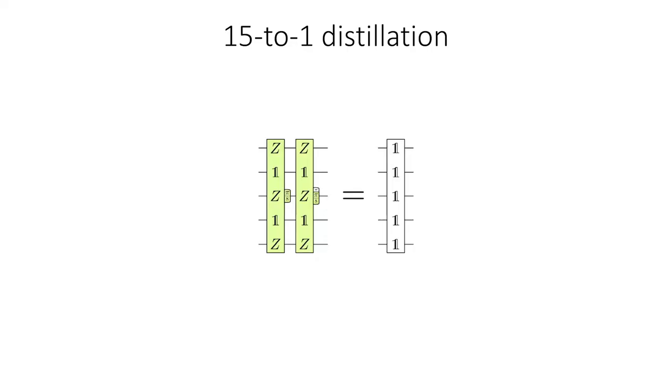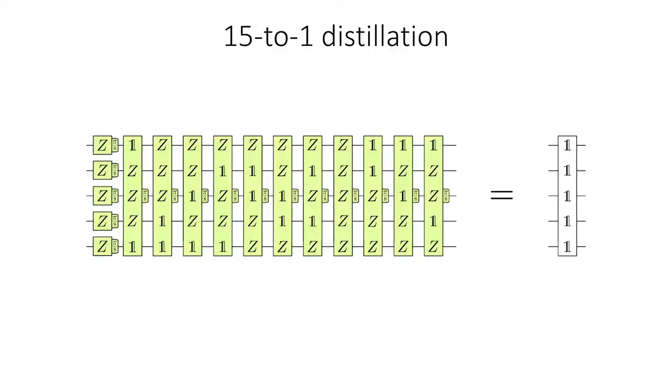So the way I think about distillation nowadays is the following. If you express your circuits in terms of sequences of pi over 8 rotations, there are certain sequences that are equivalent to the identity, to doing nothing. Some of these sequences are trivial, for instance, this one where you have some pi over 8 rotation followed by an identical minus pi over 8 rotation. But other sequences are non-trivial, like this one.